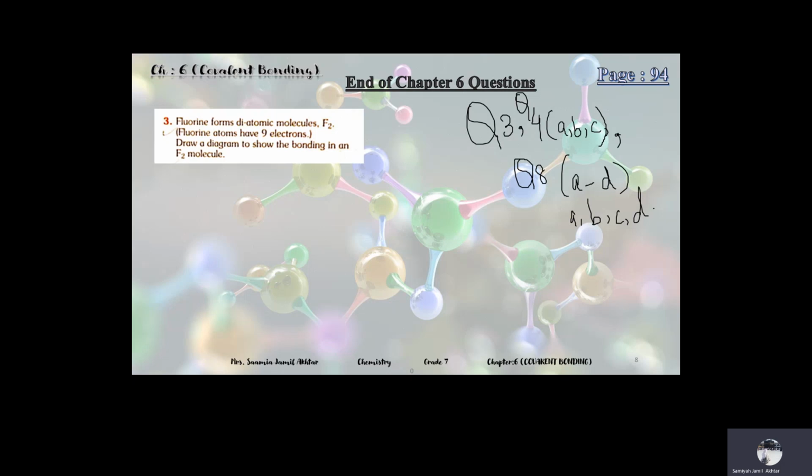The online girls were saying that covalent bonding is easy. Yeah, easier than ionic bonding. I think both are easy.